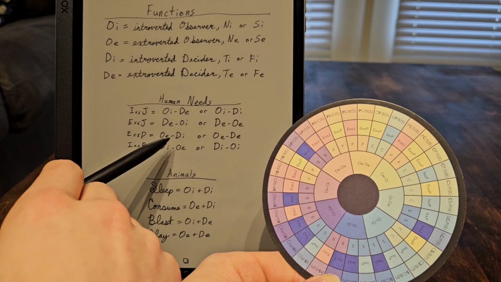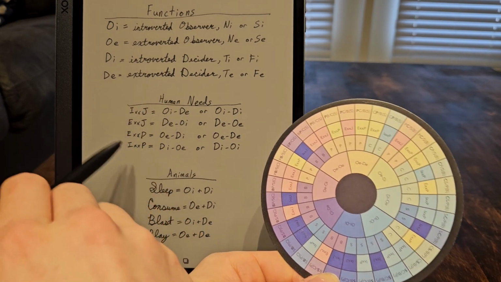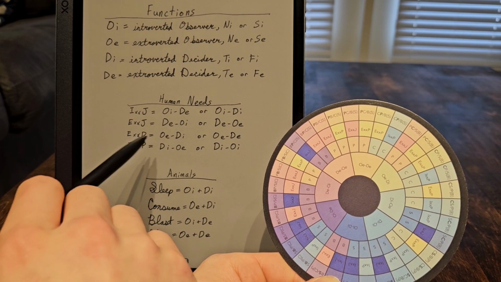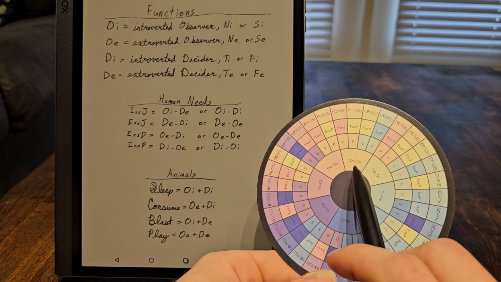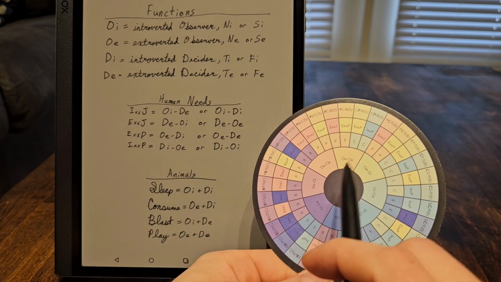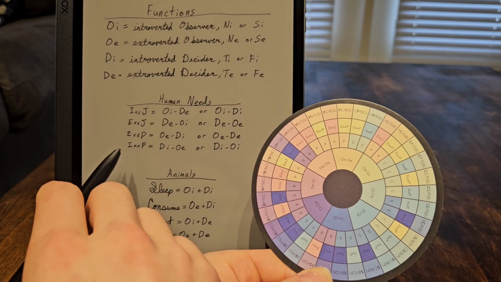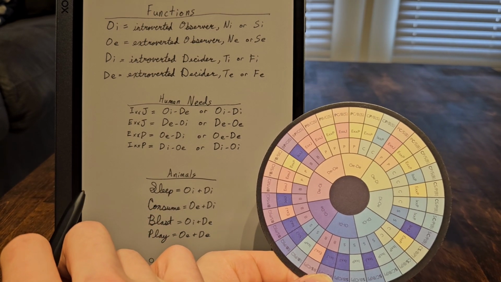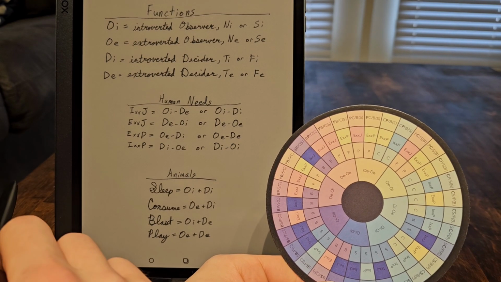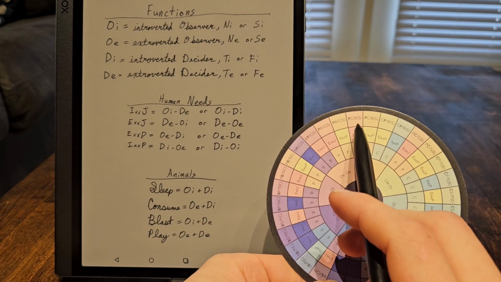It's important to note that there's a difference between savior functions, which are what are listed here. These are the savior function possibilities for each human need. Those are different from function activations, because the function activations come from the animal stack, but the savior functions come from the function stack. That's something we can dive into at a different time, but basically every type is going to have a function stack and an animal stack. And in OPS specifically, the animal stack is more important, which is why it's here.